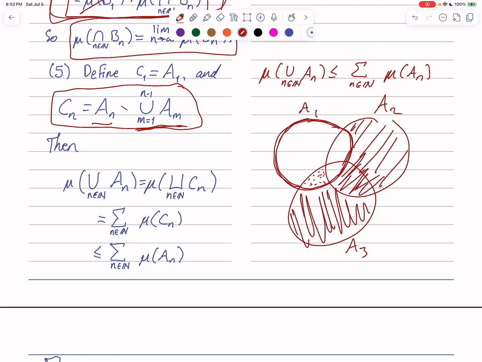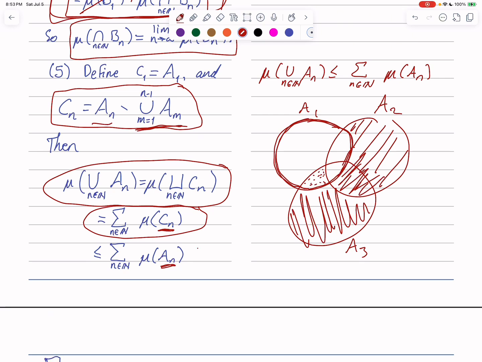Now with this, we have a disjoint sequence of measurable sets, and it is perfectly equivalent to the original union. So we get that the measure of that union is the measure of the disjoint union of the Cn's. The whole point of doing all of that was to apply sigma additivity, which we have here. And then we can just use the fact that Cn is always a subset of An, and therefore the measure of An is always greater than or equal to the measure of Cn.